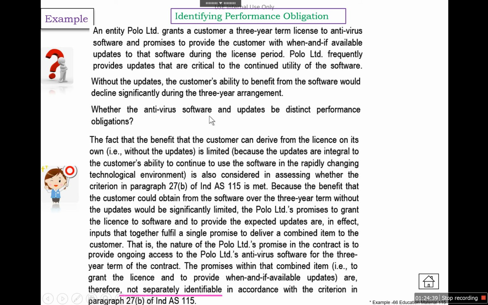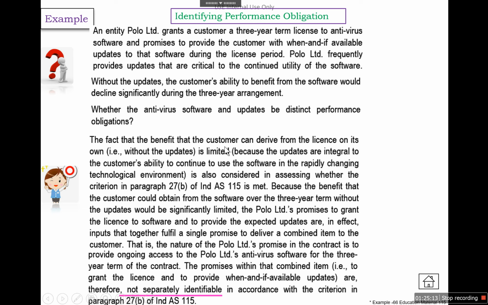So, would the antivirus software update be distinct? No, because the first condition of being distinct, capable of being distinct, where the customer can benefit on its own or with readily available resources, is not met. So it is not separately identifiable.